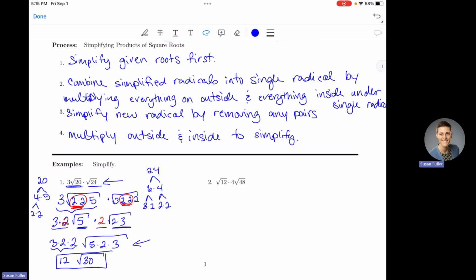All right, so let's try it again over here. 12 breaks down into 4 times 3. 4 is 2 times 2. And then 48, I'm going to do 4 times 12. 4 is 2 times 2. Let's see, 12 is 4 times 3. So I've got 2 times 2, and then that should be it. Okay, so the square root of 12 becomes the square root of 2 times 2 times 3. And then I'm going to multiply that by 4 times the square root of 48, which is 2 times 2 times 2 times 2 times 3.